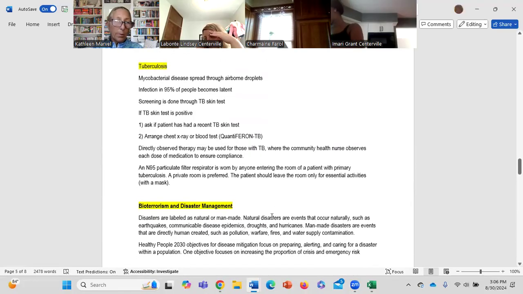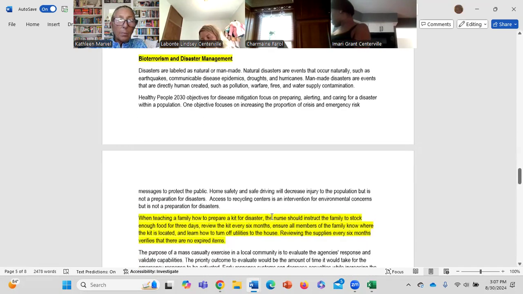What else do we want to know about TB? It's a mycobacterial disease spread through droplets. We went through a lot of this in the quiz rationale. Screening is done through skin testing. Right? If they come back with a positive skin test, chest x-ray and blood test are next. We talked about the N95.